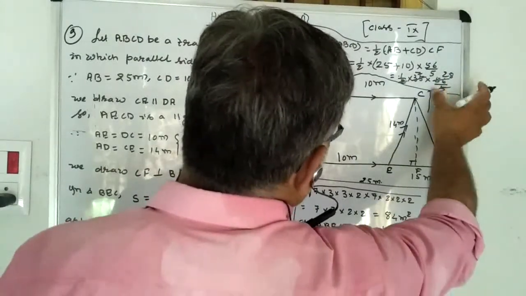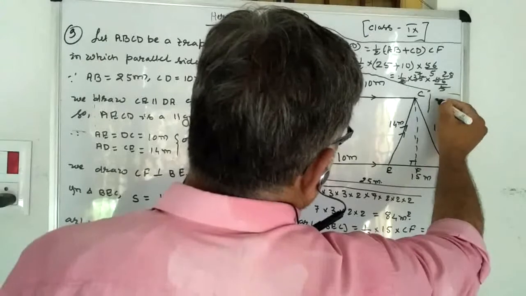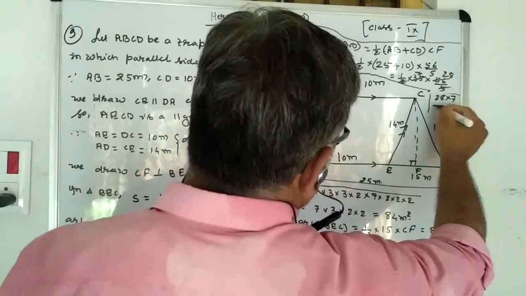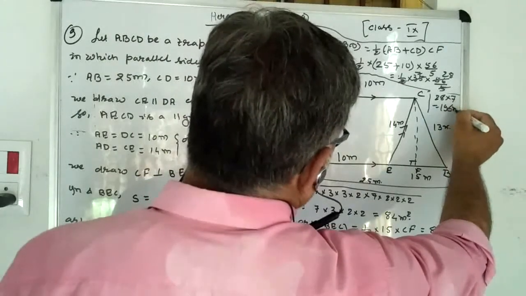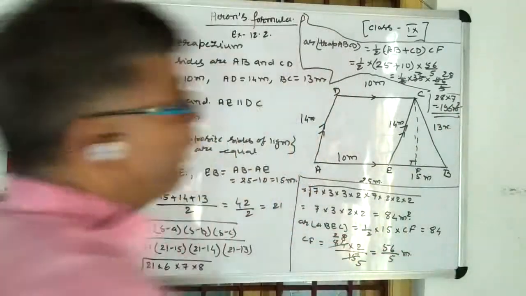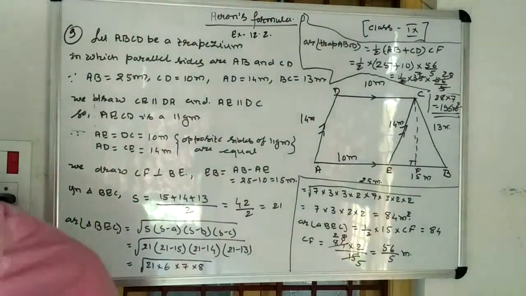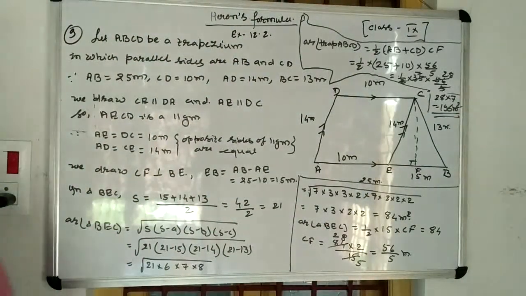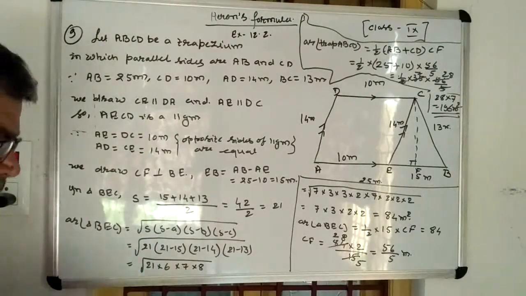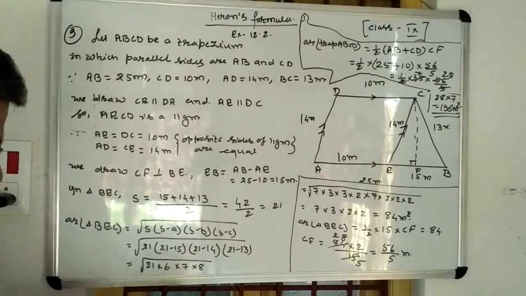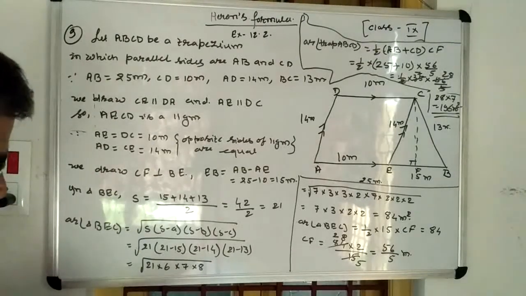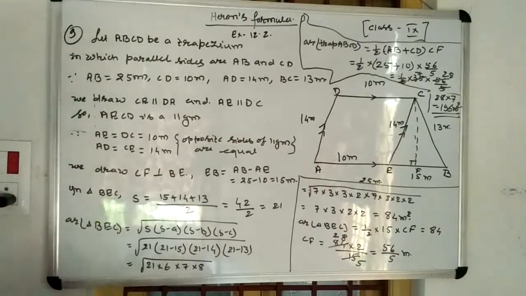So your answer will be 28 into 7, 196 meter square is your required answer for this question. So I think 196 meter square is the required answer of this question. This is your exercise 12.2, question number last. Yes, 196 meter square.